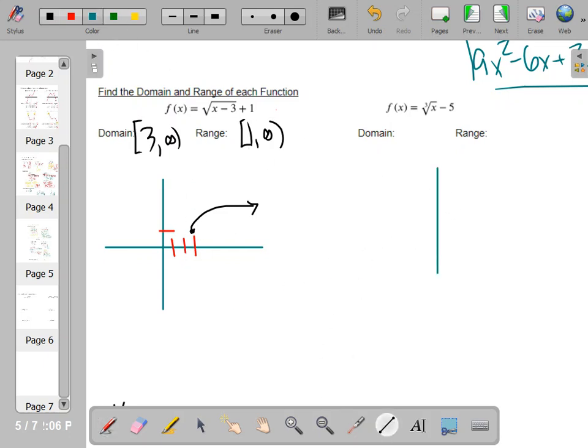I can do this one as well because I know it's going to go down 5. So it looks like this. Cube roots all look the same. It's a cube root. It looks like this. But since it goes forever left and right, the domain is negative infinity to infinity, and it goes forever up and down. The range is negative infinity to infinity as well. So domain is a set of x's, and the range is a set of y's.